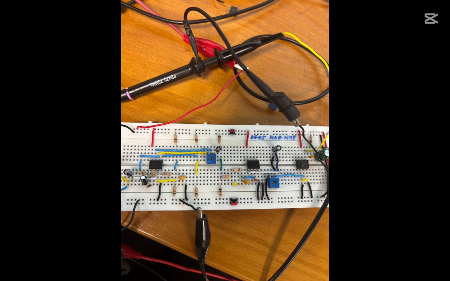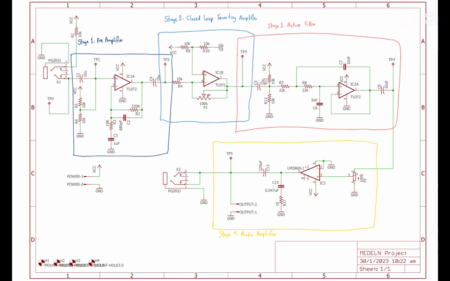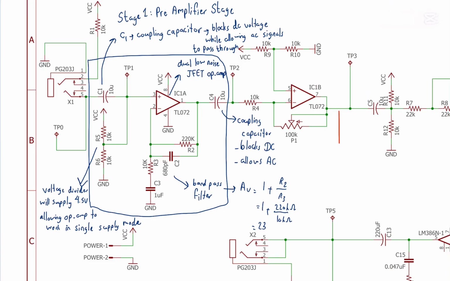This circuit is to represent a heartbeat sound from a stethoscope acoustic output, which leads to a biomedical signal processing circuit. The whole project consists of 4 stages. Stage 1 includes TP1 to TP2, which is the preamplifier stage. Stage 2, the closed loop inverting amplifier, starts from TP2 to TP3. Stage 3, called the active filter, starts from TP3 to TP4. And stage 4, which is from TP4 to TP5, is called the audio amplifier.